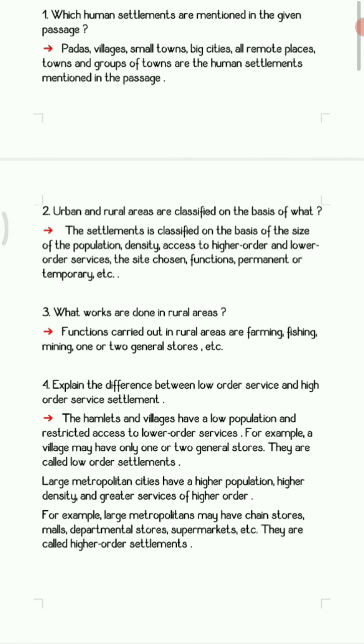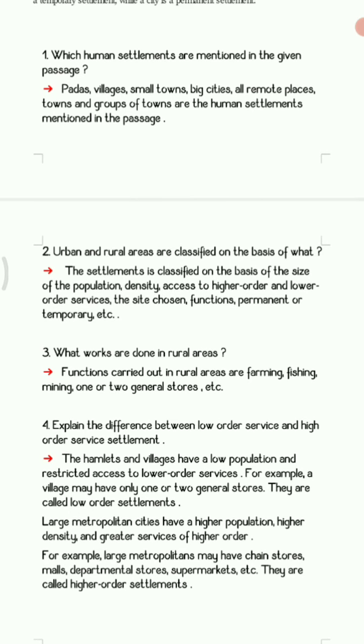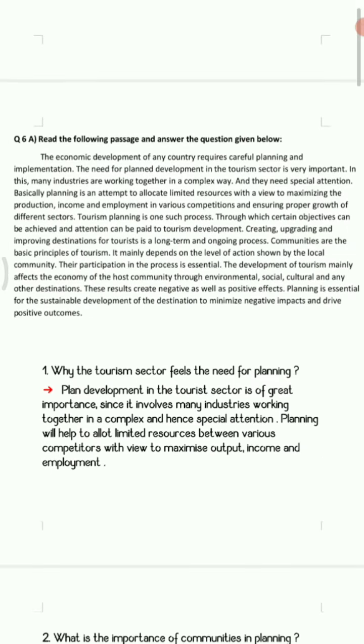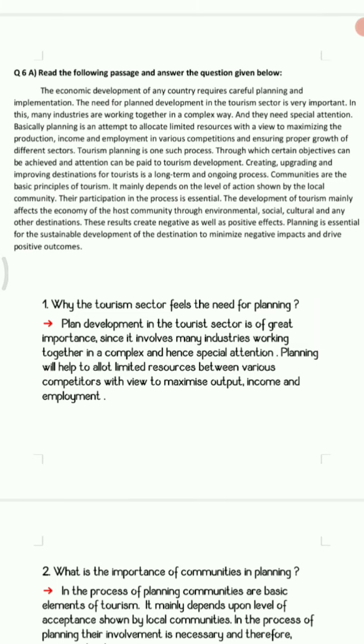So this is the first passage from your question bank. It consists of a total of 4 questions. So these are the answers. You can just take a screenshot of it for your reference. Next, we'll move ahead with the second passage of your question bank.